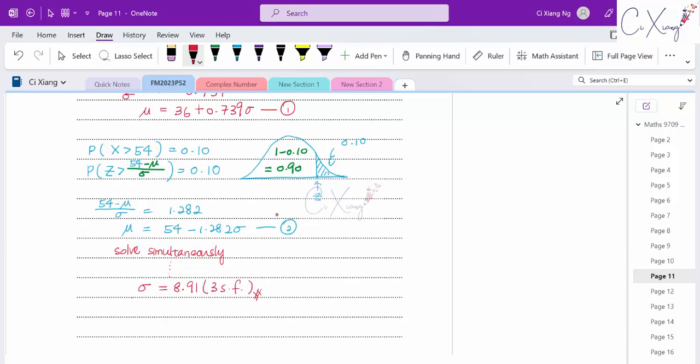After that, please use the long value of sigma. This is a shortcut value, right? You already cut short the value. If you want to get the most accurate answer, please keep the long original value for sigma, substitute it into equation number 2 or equation number 1 to get the mu. If you follow the steps correctly, the mu value that you get, correct to 3 significant figures, should be 42.6. So this is how basically we solve question number 6.